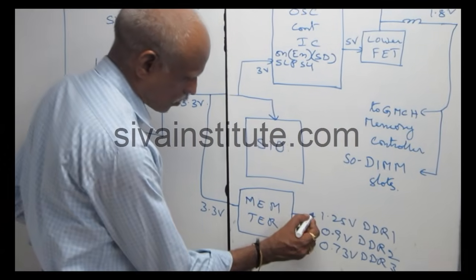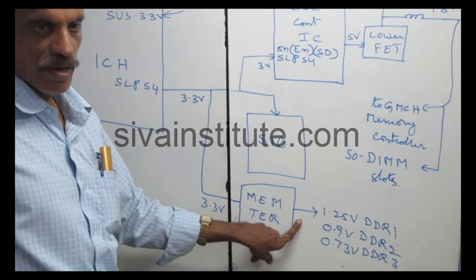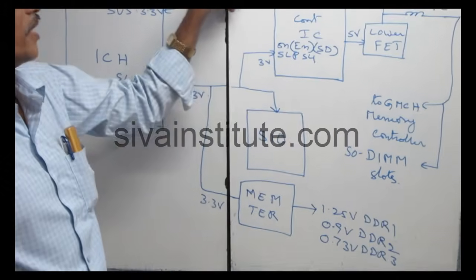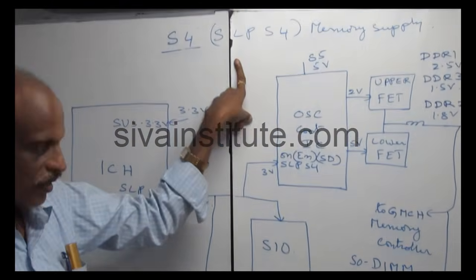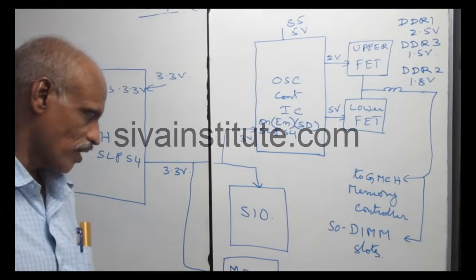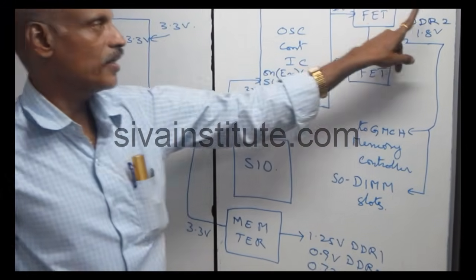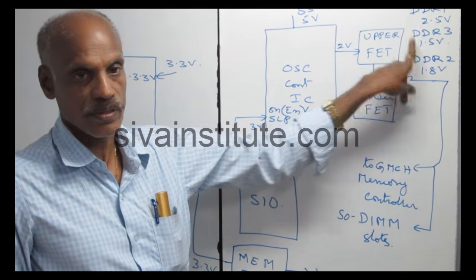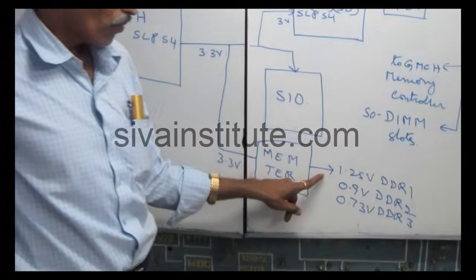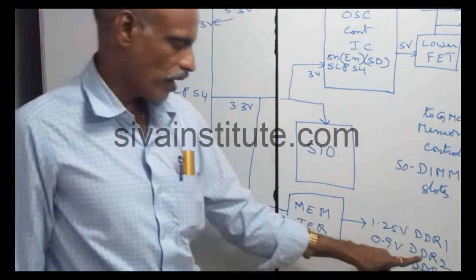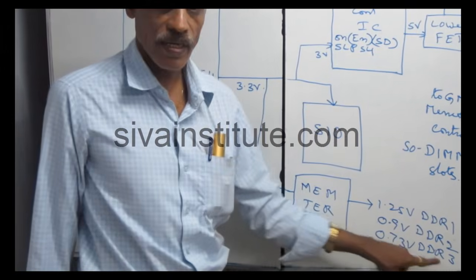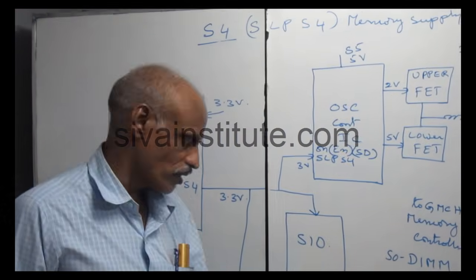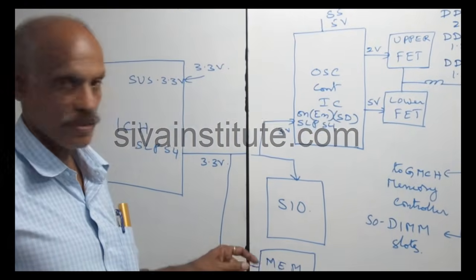If there is no voltage at this point, or any fault here, a no display fault will come. So with the S4 command, two voltages are released: the memory supply and the memory termination supply. The memory supply is DDR1 2.5 volts, DDR2 1.8 volts, DDR3 1.5 volts, and the termination supply is 1.25 volts for DDR1, 0.9 volts for DDR2, 0.73 volts for DDR3. This is the S4 command. Without the S4 command, this voltage will not be released in any circuit.